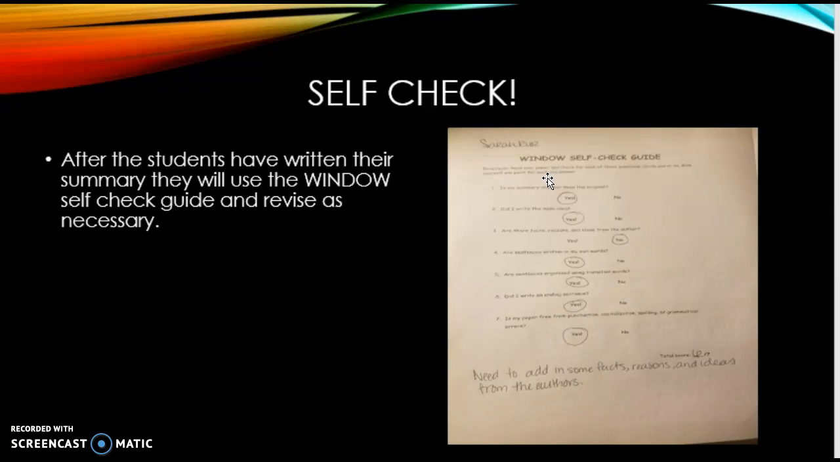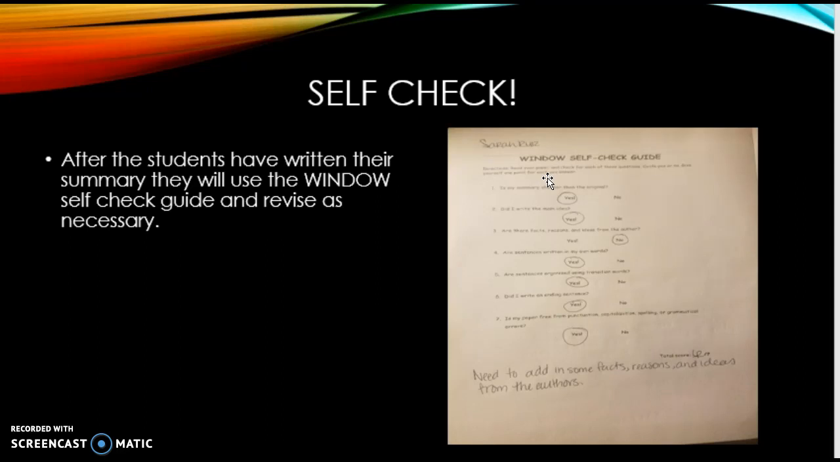Yes. Are sentences organized using transition words? Yes. Did I write an ending sentence? Yes. Is my paper free from punctuation, capitalization, spelling, or grammatical errors? Yes. So I scored 6 out of 7, and the one that I missed was the facts, reasons, and ideas from the author.